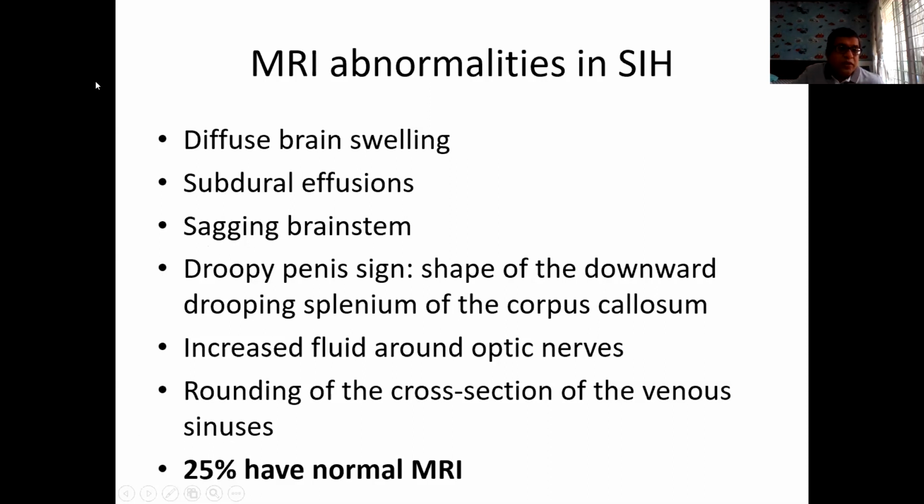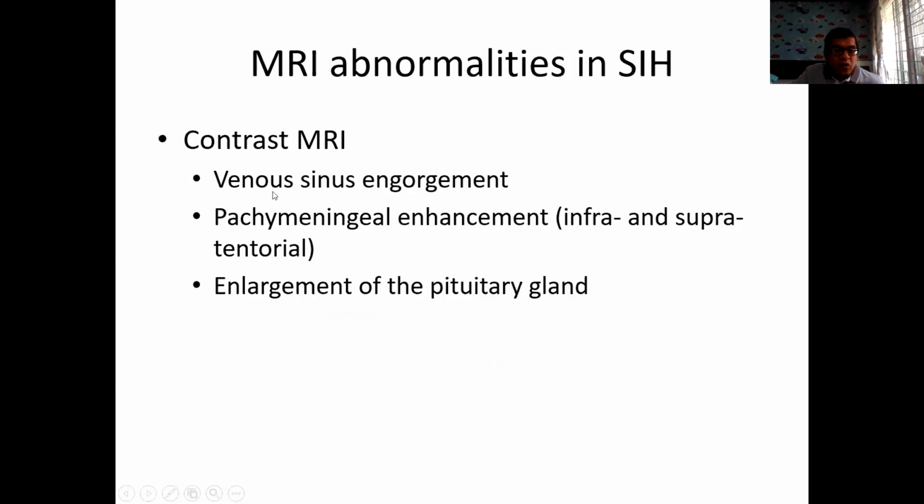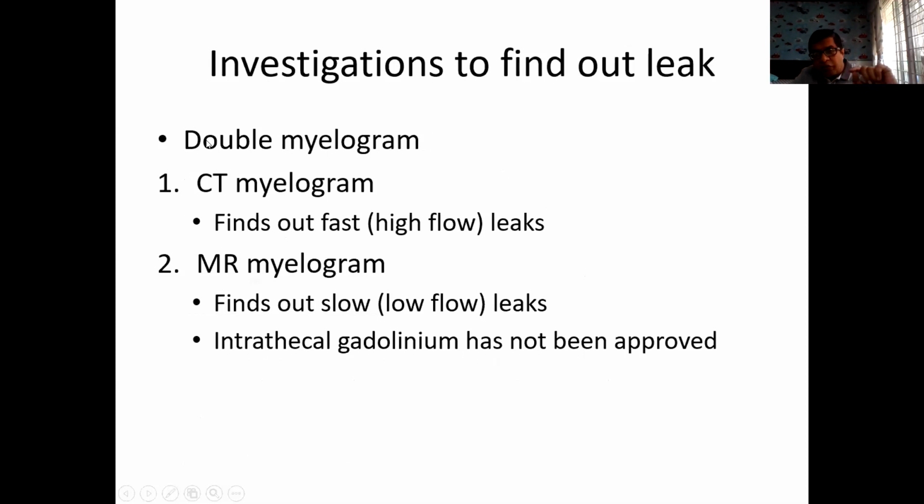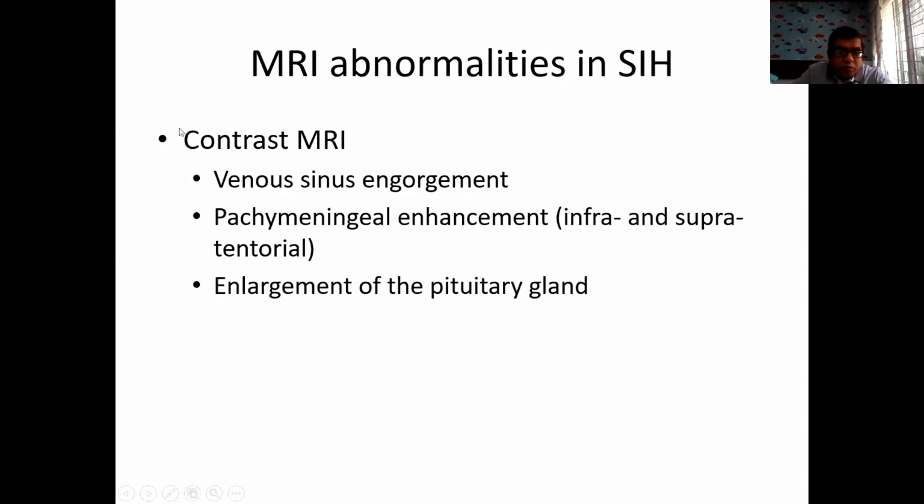And if you give contrast, of course, we know that there is venous sinus engorgement and there is pachymeningeal enhancement, and the pituitary also can be enlarged and may enhance if you give contrast in these patients. One has to find the leak in these patients. So not just doing MRI of the brain is important. We have to do imaging of the spine.